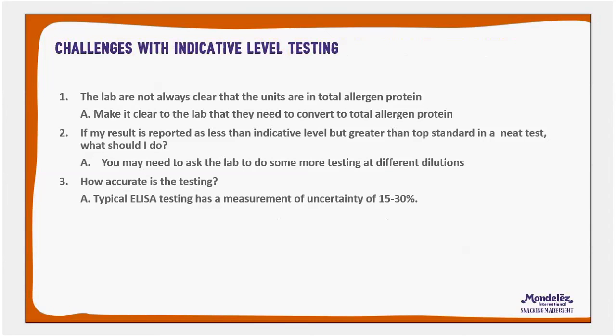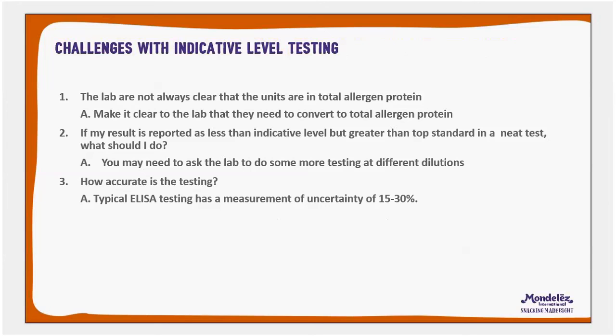Let's just finish up here with a little bit of thinking about some of the challenges with indicative level testing. If the lab are not always clear that the units are in total allergen protein, you need to make it clear to the lab that they need to convert it into total allergen protein. This is their responsibility to do, not yours. If the result is reported as less than the indicative level but greater than the top standard in a NEAT test, a bit like we had the example before of reported as less than 40, what do I need to do? Well, you may need to ask the lab to do some more testing, either NEAT or at different dilutions, to actually understand how much allergen is actually present.